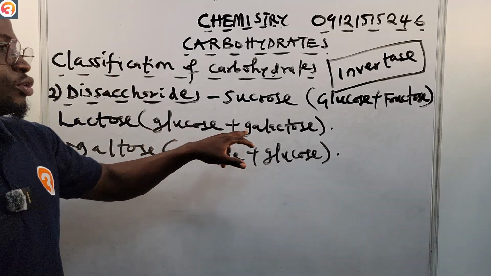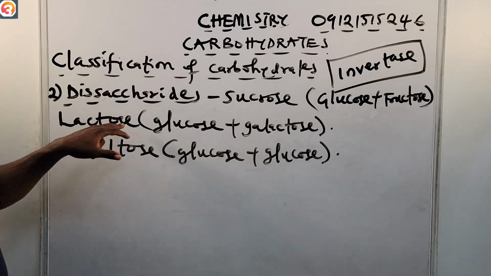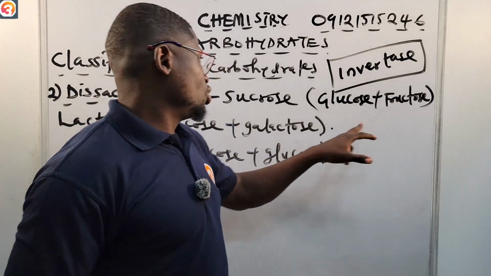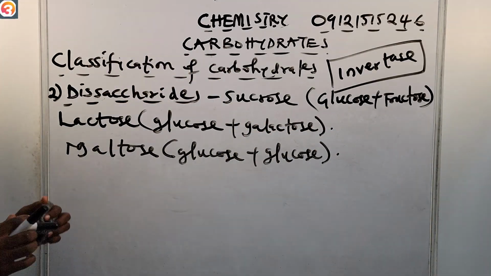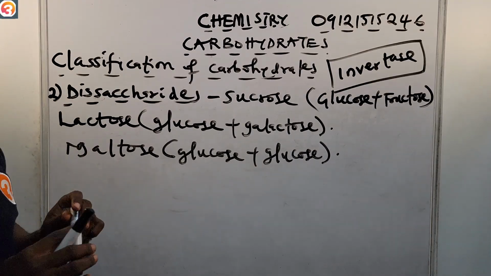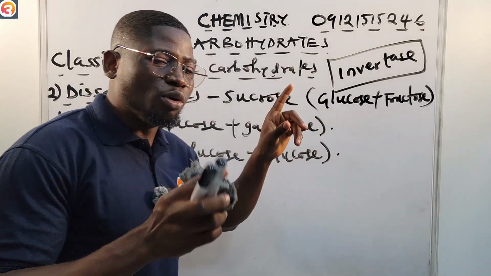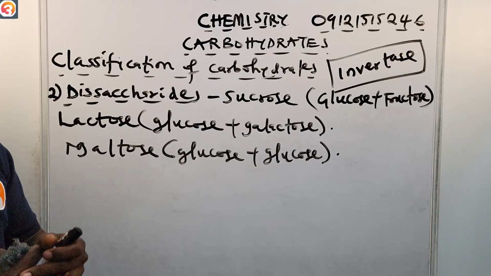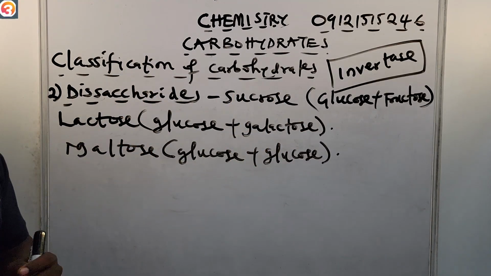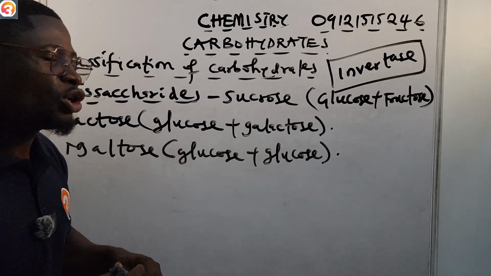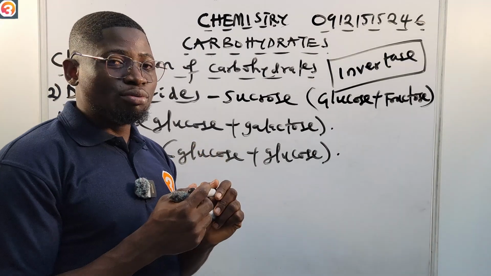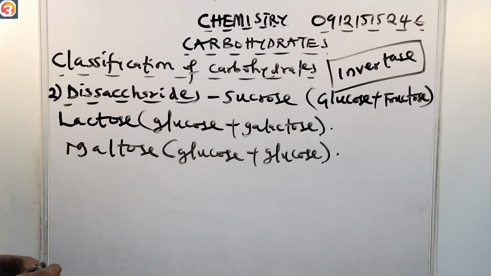When you add glucose to galactose, you get lactose. When you add glucose to fructose, you get sucrose. We have said it here, I've made it very important here that glucose and fructose are the most common simple sugars we have. So those are the disaccharides, which are gotten by the combination of two simple sugars or two single sugars.